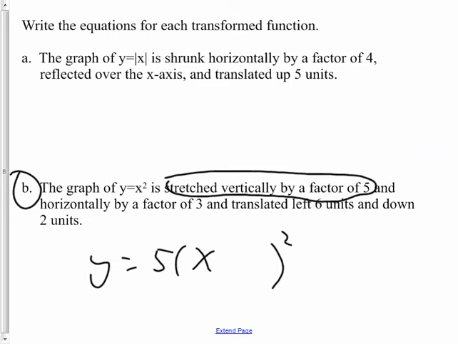That's where it seems like maybe I should just put a 3 in there, but that would actually make it smaller. And would that mean I was stretching it? No, that would mean I was shrinking it. So I want to put a 1/3 in there to make it stretch. All right, and then the next part is left 6, and lastly down 2.